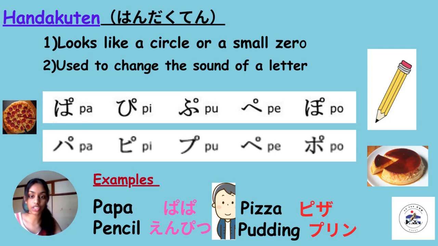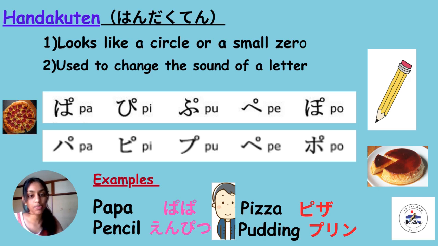the handakuten on top. And when you want to say pencil in Japanese, for example, it's enpitsu. So you can just write en using the hiragana alphabet and write hi, and on top of it you can write the handakuten to make it pi and then write tsu. Next we have 2 katakana word examples on the right side. Pizza is piza. So you can write hi and then put the handakuten on top to make it pi, and you might notice that there is the dakuten on the sa letter to make it za.